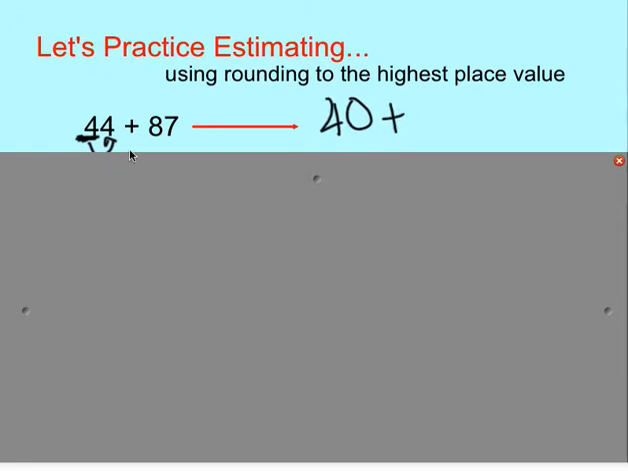Then you're going to add 87 rounded, and you underline your highest place, which is 8, look to the right, and that 7 indicates for you to bump it up to 9. And so now we have 9 tens, which is 90. So when you add 40 plus 90, your answer is going to be 130.